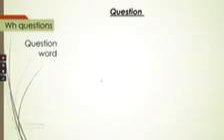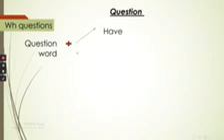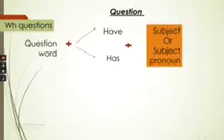When we want to make a question in the present perfect, we should use the question word. After the question word, we should use have or has. Am I free to use one of them? No. It depends on the subject or the subject pronoun. After the subject or subject pronoun, we should use the past participle.